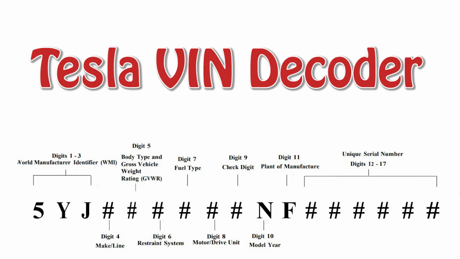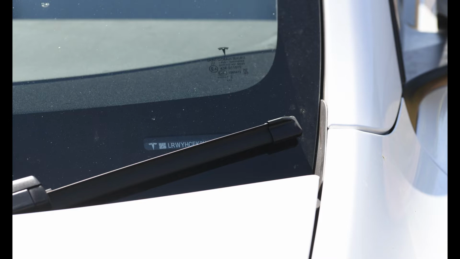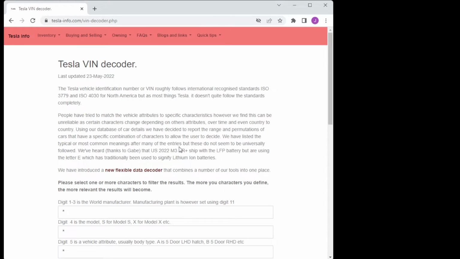Welcome to Tesla Info, and today we're going to talk about Tesla VINs and how to decode them. The VIN is a number that's found on every single car. You can normally see it behind the windscreen, but it's also embossed on the chassis somewhere on the car. We're going to use our VIN decoder, which can be found on teslainfo.com under the FAQ section.